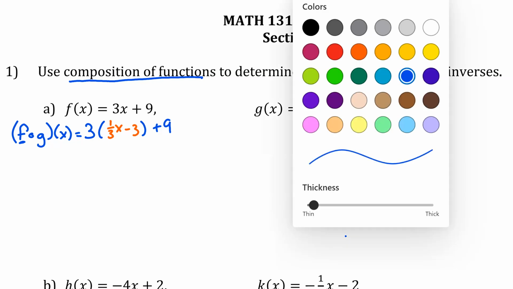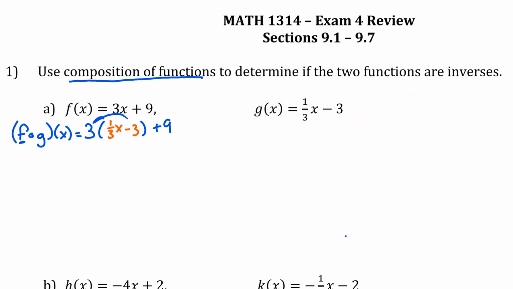We will distribute the 3 into this parentheses. So 3 times 1/3 is 1, so we get a 1x, or just an x. 3 times a -3 will give me a -9 plus 9. -9 plus 9, those subtract out, leaving me with just an x.